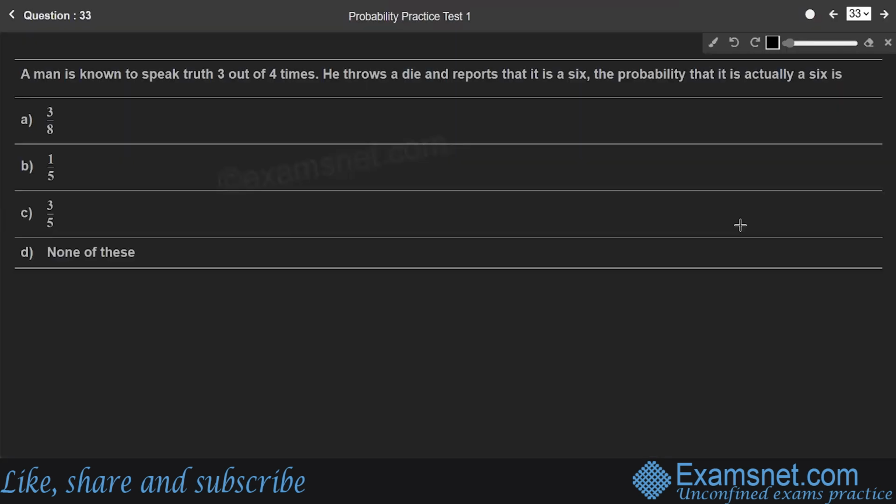Question number 33. A man is known to speak the truth 3 out of 4 times. He throws a die and reports that it is a 6. The probability that it is actually a 6 is. This type of probability is called conditional probability. So we'll consider conditional probability. What actually is conditional probability?